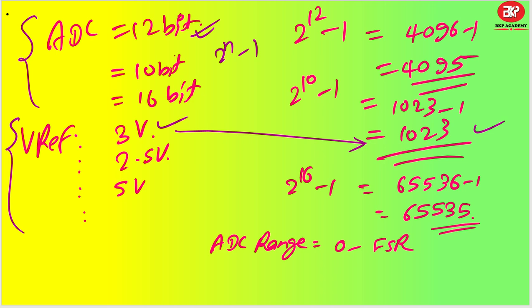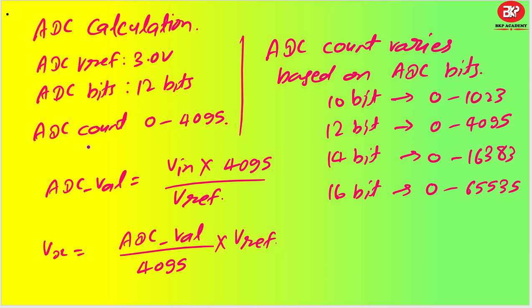Understood? Now coming back to the calculations, how to calculate ADC values. Let us say, for example, we have ADC reference as 3 volt and ADC bits is 12 bits. So what will be the ADC count? You are going to have 0 to 4095 by using the formula 2 to the power n minus 1, right? So I have listed here, for 10 bits you will have this count, for 12 bits you will have this count, and so on.